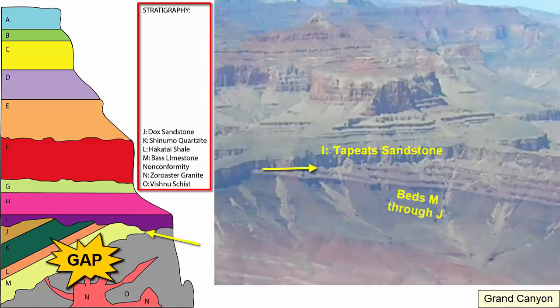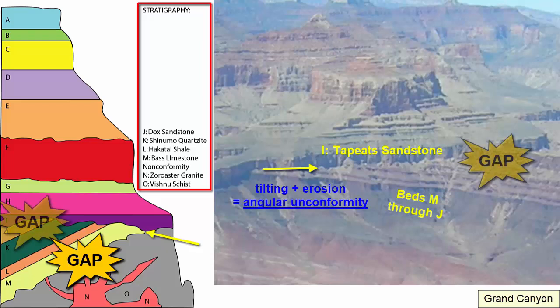The contact between J and the rocks above, I, is also irregular, indicating erosion. Furthermore, the rocks below the contact are at an angle to the ones above. Here is where we see evidence of a tectonic event that tilted the rocks, after which the area was eroded flat and deposition began again with I. So between J and I, we have an angular unconformity.